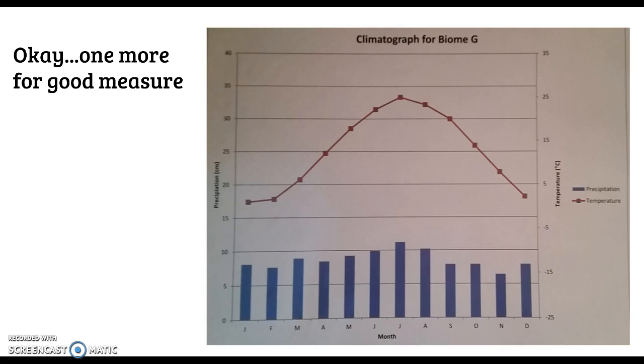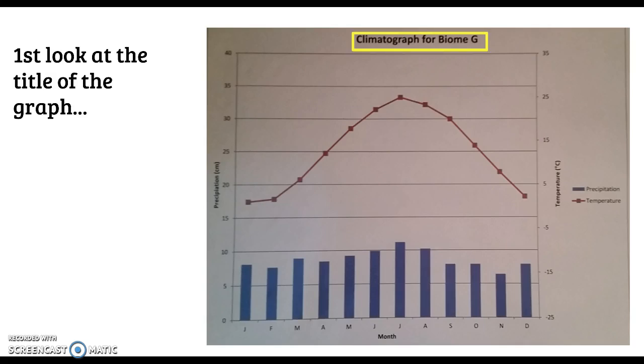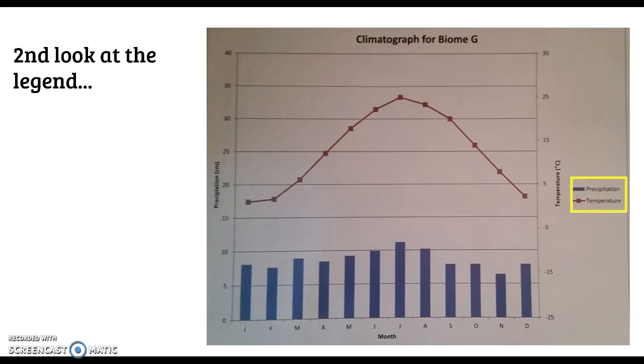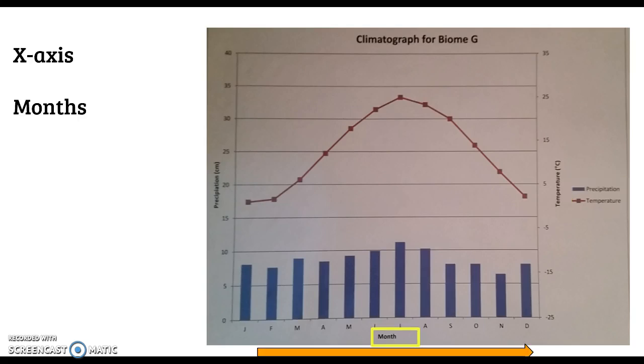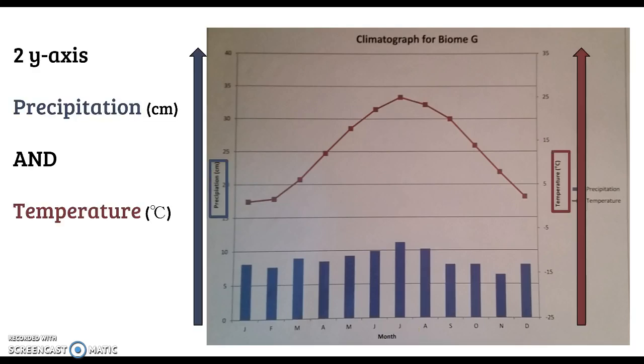All right. One more for good measure, then it's your turn. First step, look at the title. We're looking at a climatograph for an unidentified biome. Then look at the legend. Line graph is temperature, bar graph is precipitation. On to the x-axis, we see the categories are split into months of the year. Again, there's a dual y-axis. The primary y-axis is precipitation. The secondary y-axis is temperature.